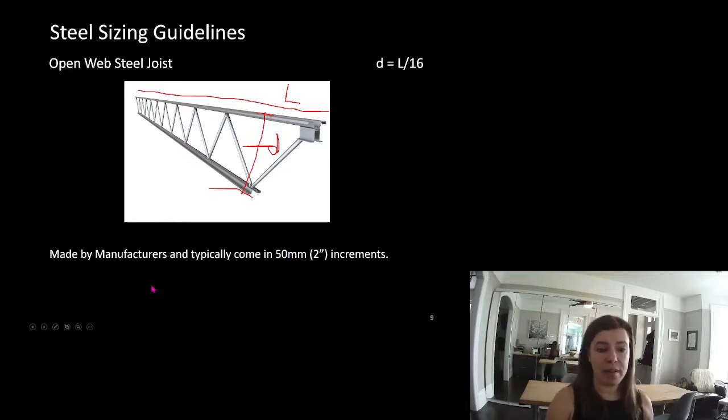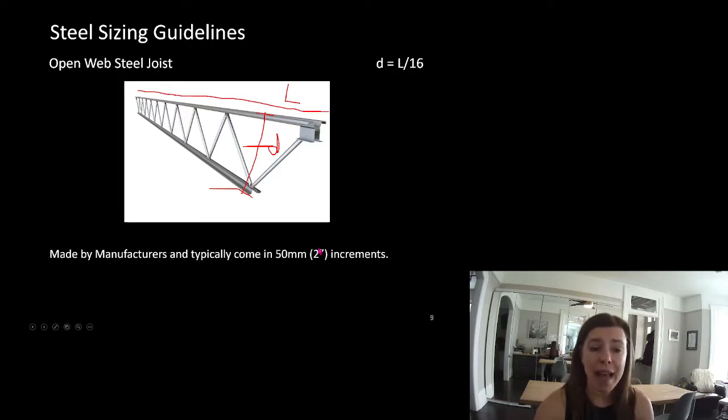Now this is important. These are made by a manufacturer, okay? So they have set sizes that they come in. If our sizing guideline told us that this could be 321 millimeters deep, that doesn't help us very much if they don't come in 321 millimeters deep. Drawing that is not going to help us in any way. Knowing what they come in is important.